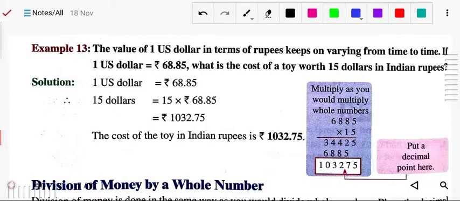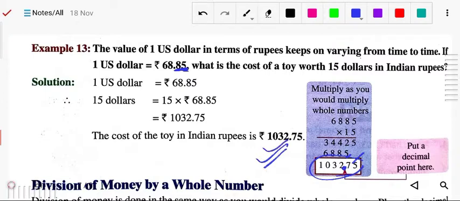You can see the next example also. Simply you have to multiply. After multiplying, check how many digits there are after the decimal. 2 digits. So we will count from right to left, 1 digit, 2 digits, and there we will put the decimal point. Likewise we will do.